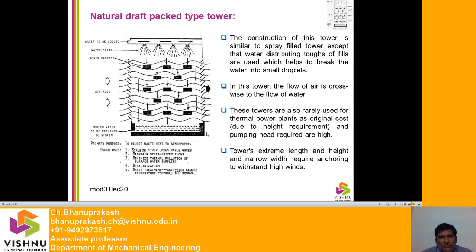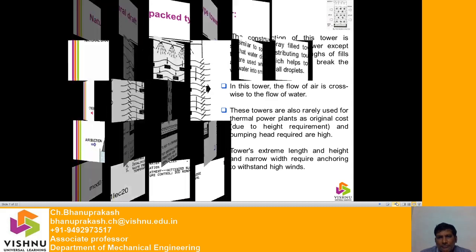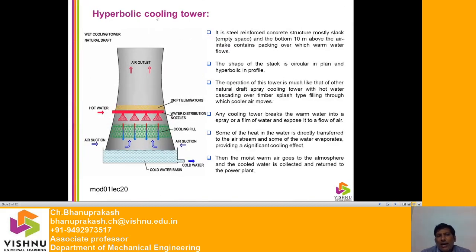Generally, the main purpose of this type of tower is to reject waste heat to the atmosphere. So you can see these are some of the other uses. You can go through it. Now the next one is the hyperbolic cooling tower.